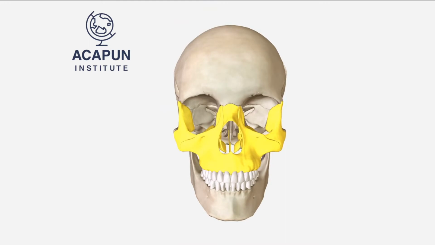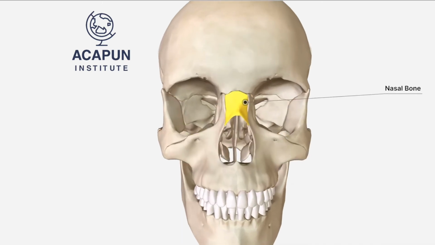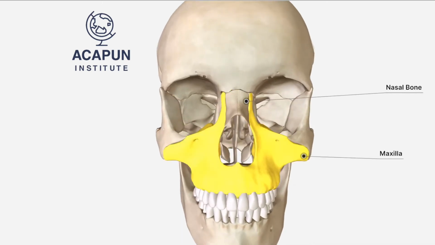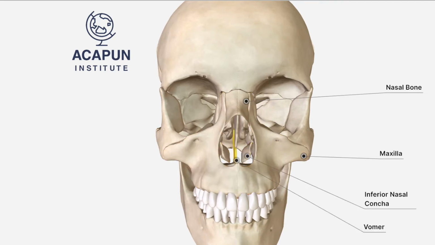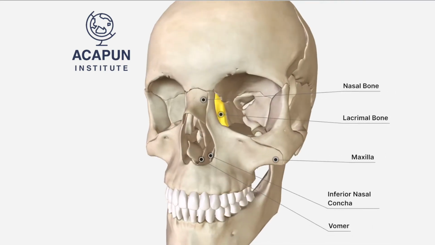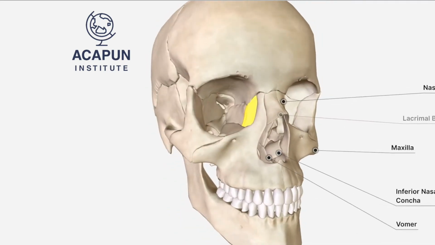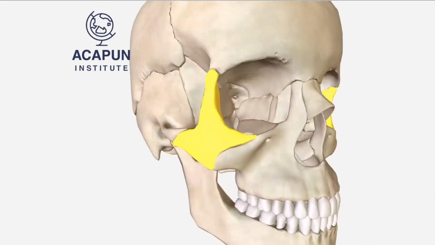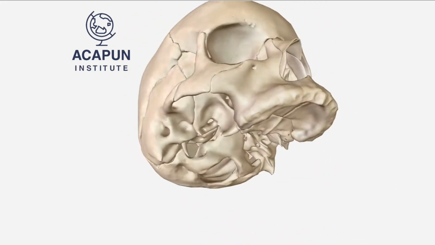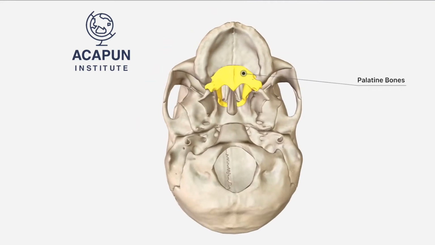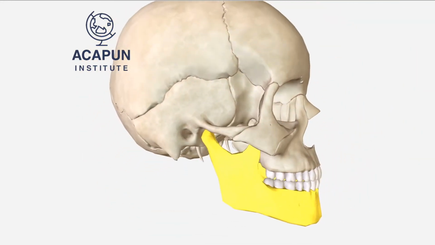and the mouth. The facial skeleton is comprised of several bones: the nasal bones, the maxillae, the inferior nasal conchi, the vomer, the lacrimal bones, the zygomatic bones, and the palatine bone. All of these bones are paired, apart from the vomer. The mandible is generally considered separately from the cranium, and we'll discuss this separately in another tutorial.